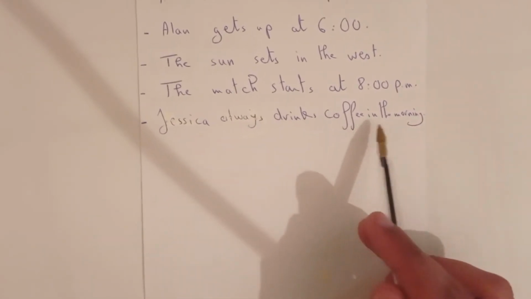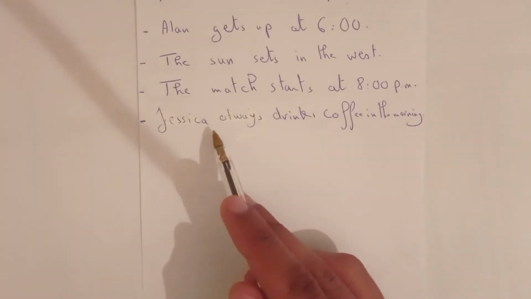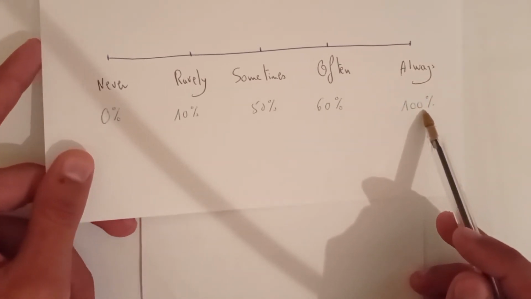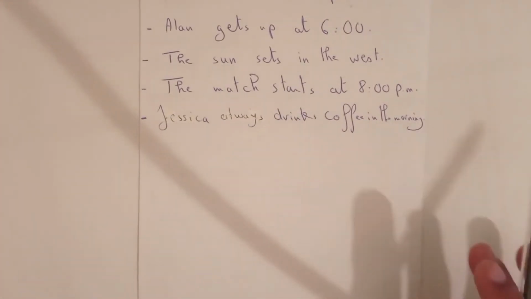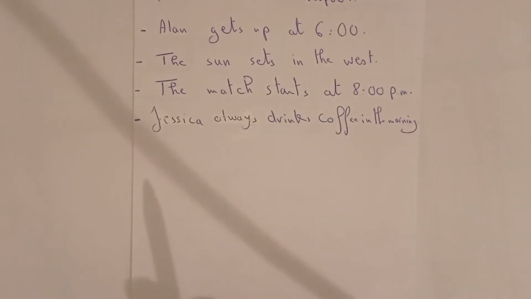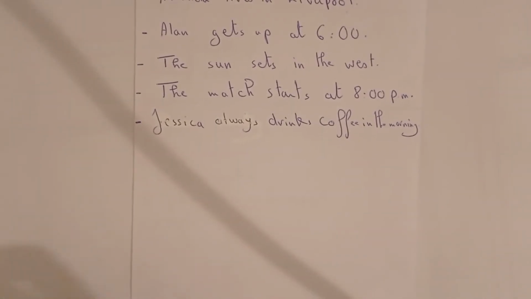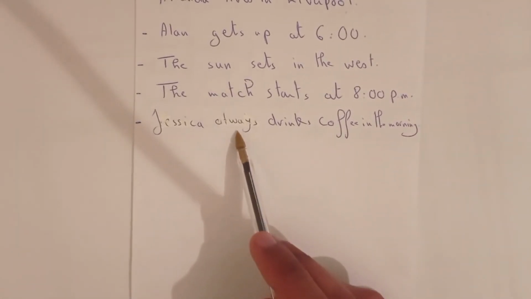Jessica always drinks coffee in the morning. It means she drinks coffee on a regular basis, maybe on Monday, Tuesday, Wednesday, Thursday, Friday, Saturday, and Sunday. So she always. So as you can see here, we have 100%. So this thing, drinking coffee, happens all the time. Jessica always drinks coffee in the morning. So we also use the simple present with adverbs of frequency, like this one here.